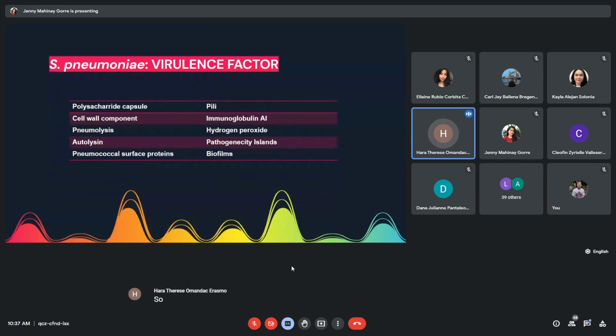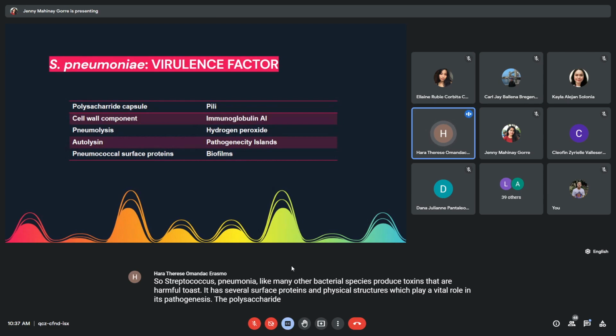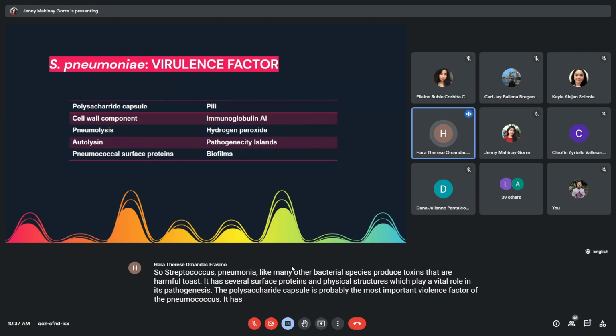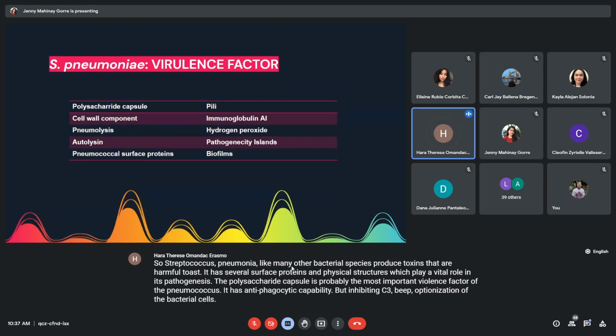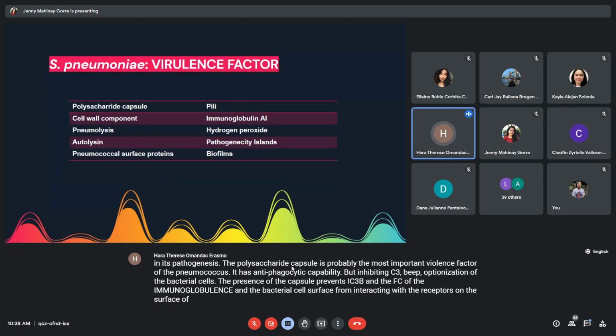Streptococcus pneumoniae, like many other bacterial species, produces toxins that are harmful to its host. It has several surface proteins and physical structures which play a vital role in its pathogenesis. The polysaccharide capsule is probably the most important virulence factor of the pneumococcus. It has antiphagocytic capability by inhibiting C3b opsonization of the bacterial cells. The presence of the capsule prevents iC3b and the Fc of the immunoglobulins on the bacterial cell surface from interacting with the receptors on the surface of phagocytic cells, with the result that the organism remains extracellular.